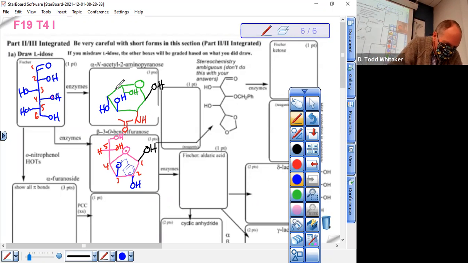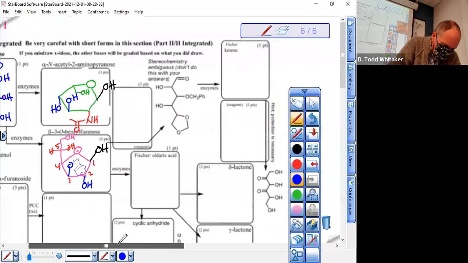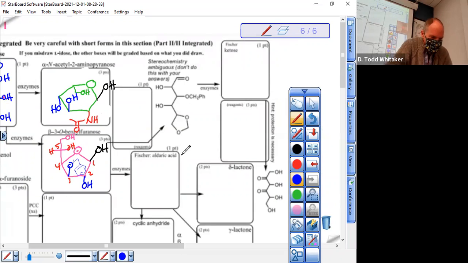And then we're supposed to do what? Well, this thing's a dead end. This thing is going to go with reagents to make this thing. Stereochemistry ambiguous. Don't do this with your answers. So that's not fair. What's going on? That's the question. Ooh, this looks a little like something we saw earlier today with an acetal here. We had a student do a presentation where she had stuff like this in her molecule. Similar. It's an acetal.